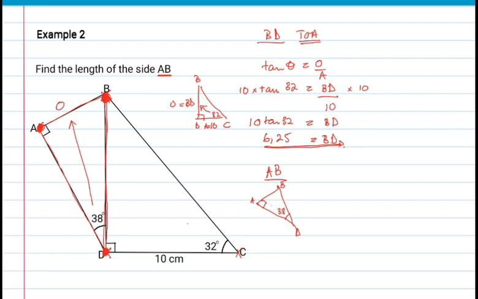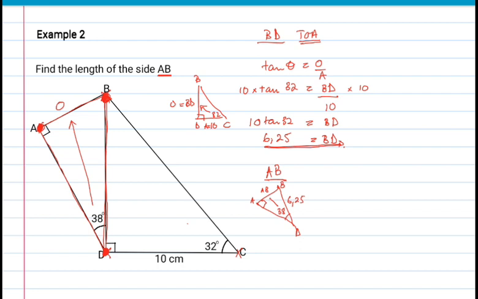And then this side, we have calculated that BD is equal to 6.25. And then here, this is the side that we want to calculate. So the side that we want to calculate, that's AB.